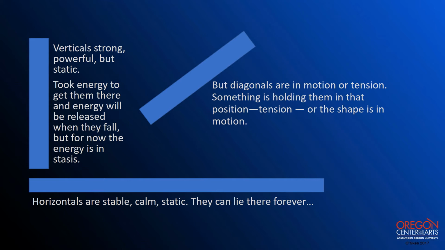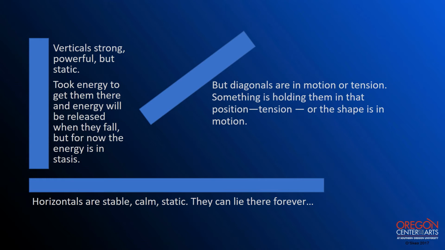Verticals are strong and powerful, but also static. So it took energy to get them into that position when the column was raised or the tree grew or whatever it was. And they eventually will fall over and crash, releasing that energy. But for now, that energy is held in stasis. But diagonals are in motion or in tension. Something cannot be diagonal without something holding it. So somebody's holding a staff or a sword or something, right? Or a board is nailed to a wall as a brace or something. Or it's in motion.